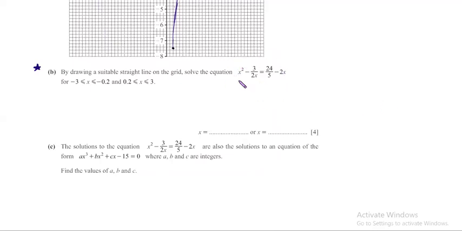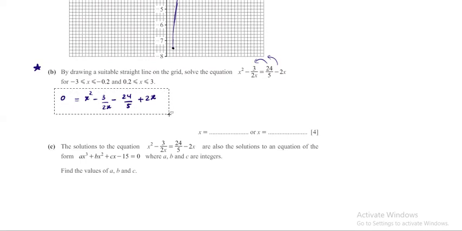Now, first what you got to do is make the equation equal to 0. That is, I'm going to take this 24 over 5 and minus 2x to the other side. So when I do that, it becomes x squared minus 3 over 2x. Then I have minus 24 over 5. The minus 2x when I take to the other side, it becomes plus 2x. This is equal to 0 when I take it to the other side. So I'll put that equals 0 here. So this is how it would look like.